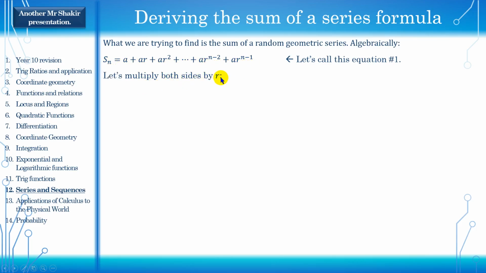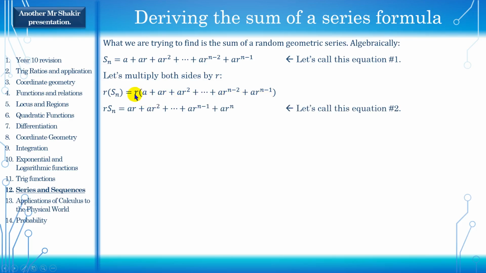Let's multiply both sides by r. So on the left-hand side, r multiplied by the sum of the first n terms, S n, r times S n. The right hand side, I'm going to multiply r with everything. Because I've multiplied everything on the left by r, I have to multiply everything on the right hand side by r. Okay, so just expanding this, you'll get r times a is ar, r times ar is ar squared, and so on and so forth.